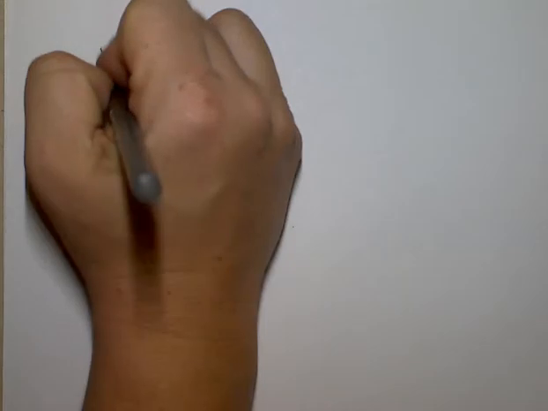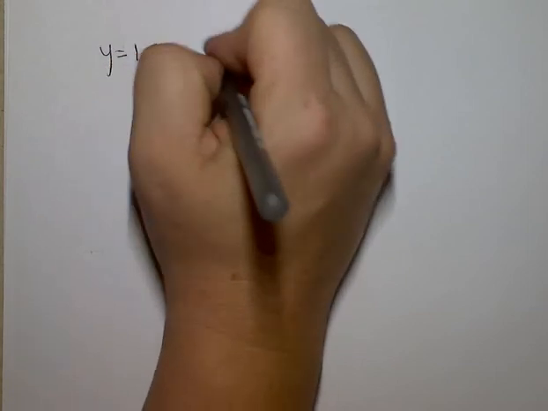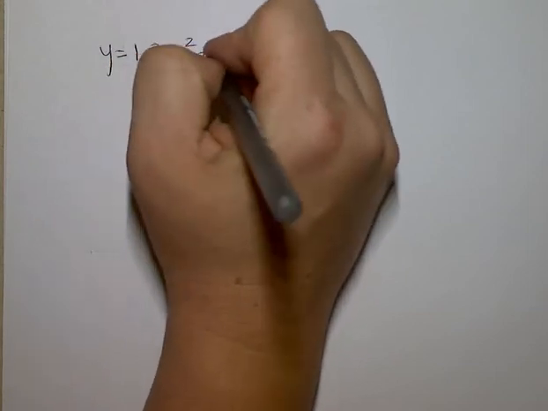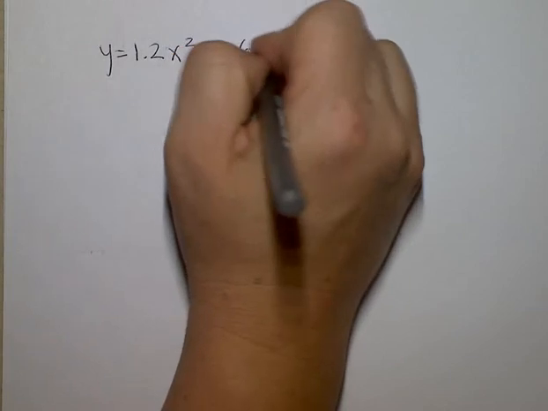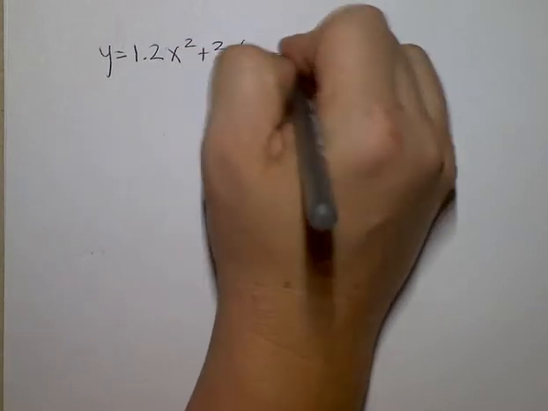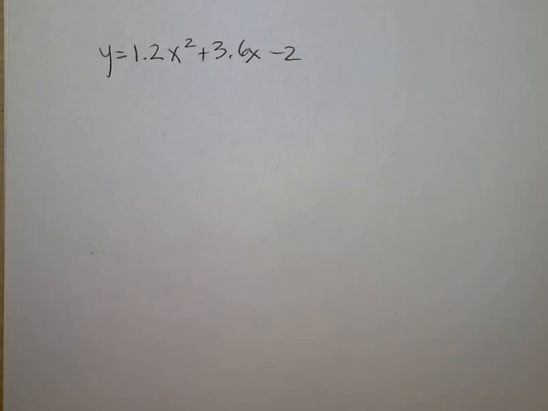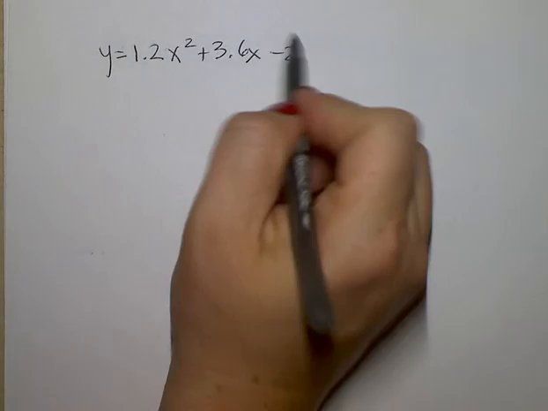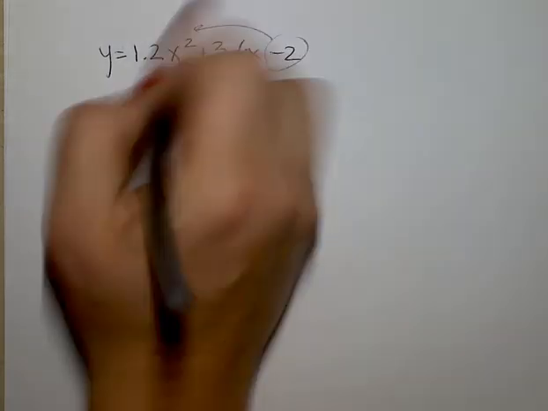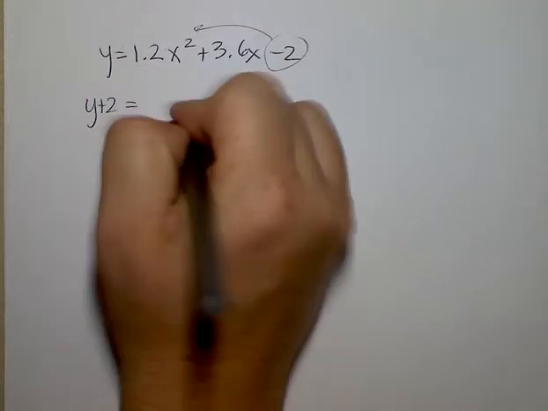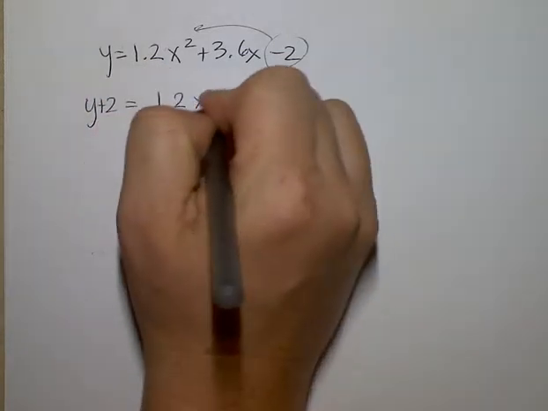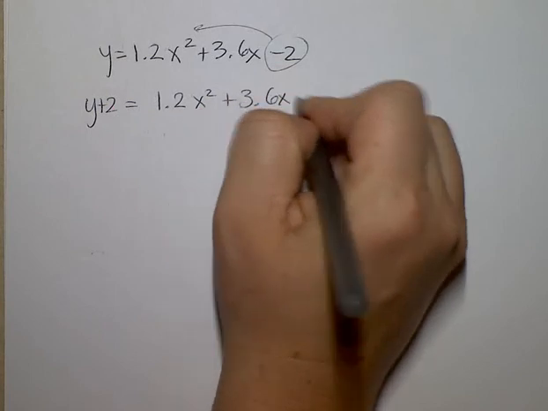So it is y equals 1.2x squared plus 3.6x minus 2. What's the first step in all these problems? Move this to the opposite side. When it moves over, it becomes? So y plus 2 equals 1.2x squared plus 3.6x plus some quantity.